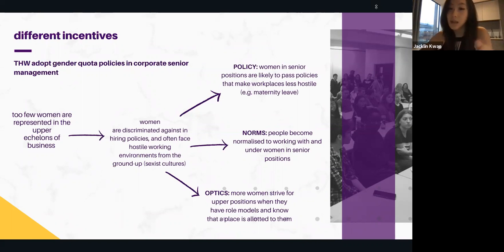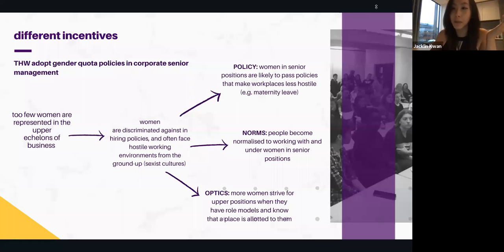Second way that this solves the root of the problem, maybe because men and women both become more normalized to working with and under women in senior positions. If your boss looks like a woman, or the head honcho is a woman, over time, you just become much more used to that fact. And you become less hostile or resistant to, for example, when a woman gets promoted. Or maybe if you become a manager one day, you just say, hey, my boss when I was 20 was a woman. She did a good job.